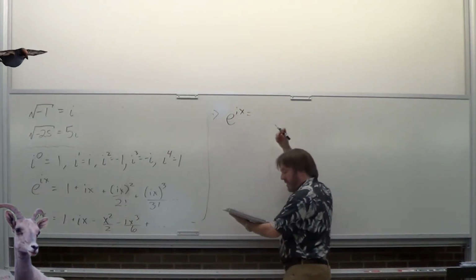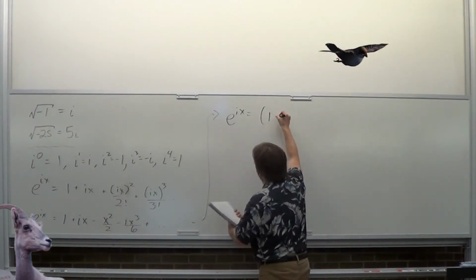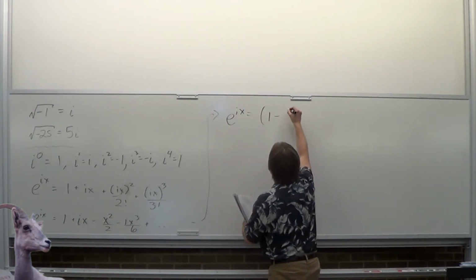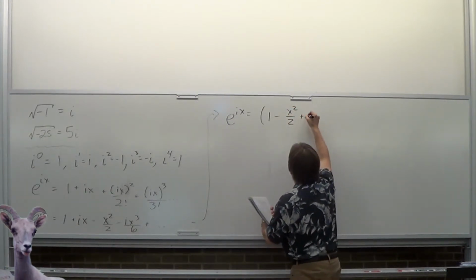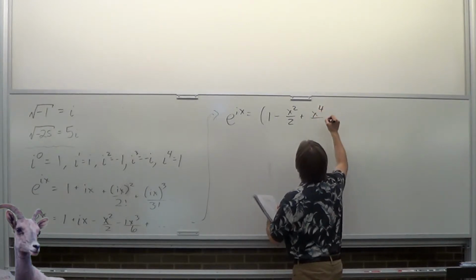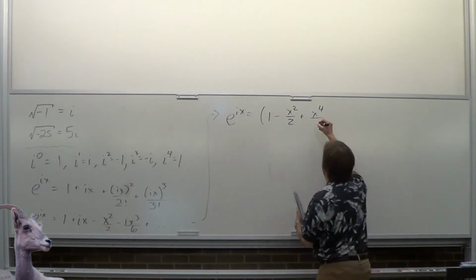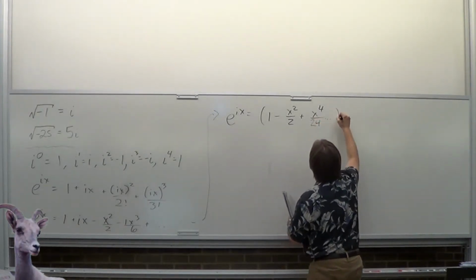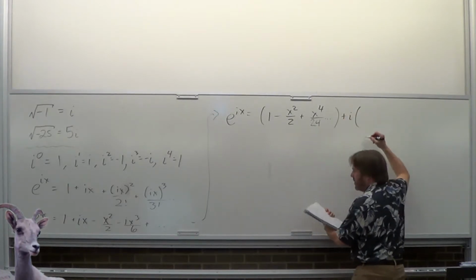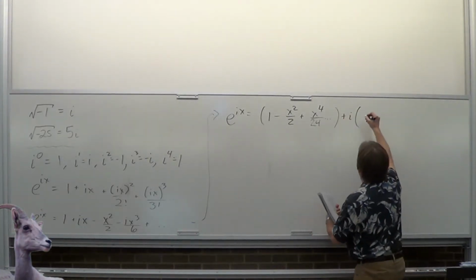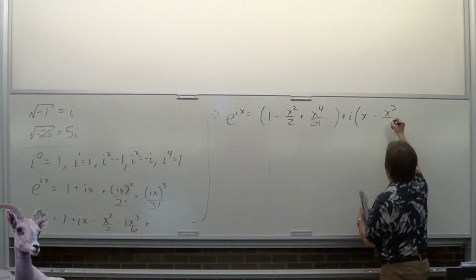What you do now is you collect like terms. You end up with, and I'm going to write more terms than I put there just to prove a point, e to the minus x. So I'm putting all the real terms together, plus x to the 4 over 4 factorial, 24. Then this is plus, I'm going to factor an i out, and then I've got x minus x cubed over 6.